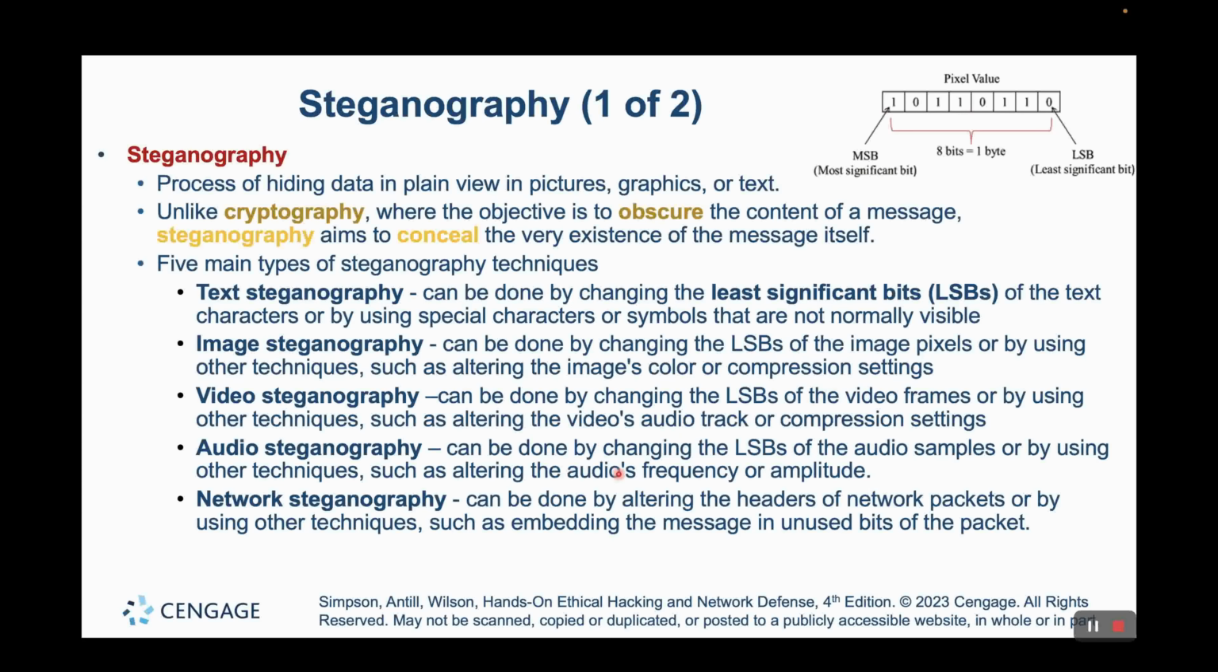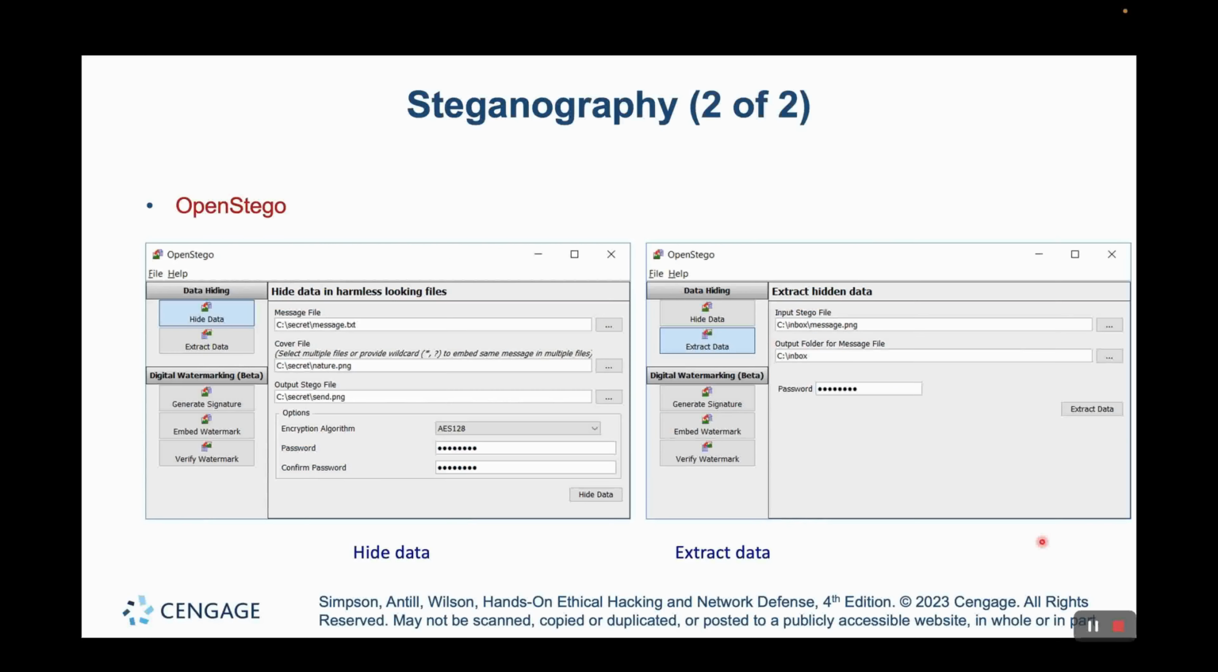Now, audio steganography, again, uses the LSB of the audio samples, or other techniques such as altering the audio's frequency or amplitude. The most common ones, by the way, are text and image, which I have seen more often used to hide things. Of course, there's network steganography, by altering the header of the data packets or by using other techniques like embedding the message in unused bits of the packet. You can find that sometimes in those packets there are places that are unused, and steganography will use them.